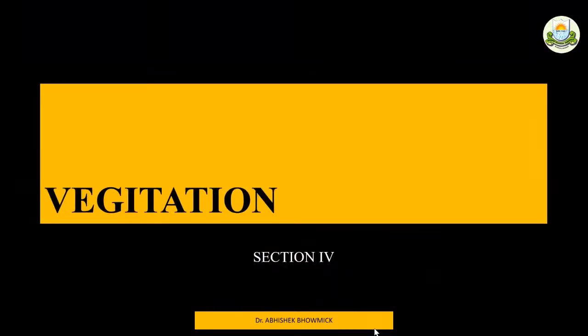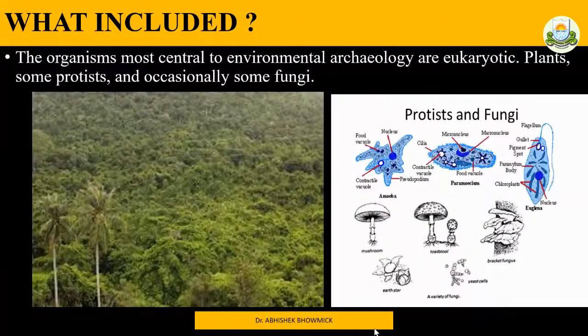Let's come into the vegetation. So what is included in the vegetation? The organisms most central to environmental archaeology are eukaryotic, meaning we are dealing with those having multicellular forms. So plants, some protists occasionally, and some fungi are the parts of the vegetative flora which is being used by the environmental archaeologists.